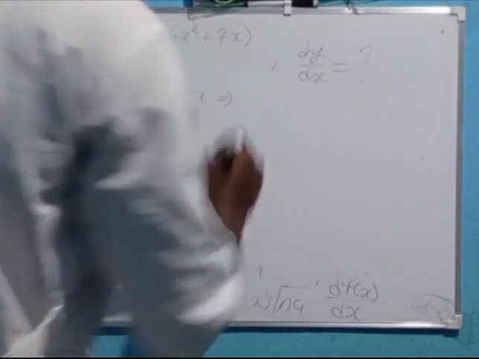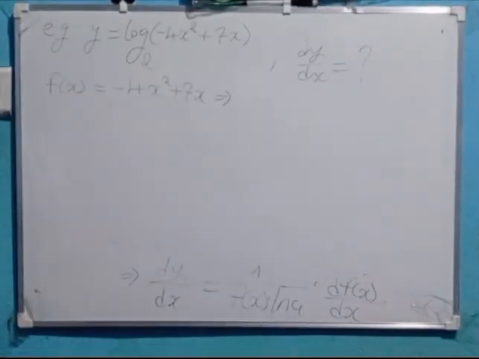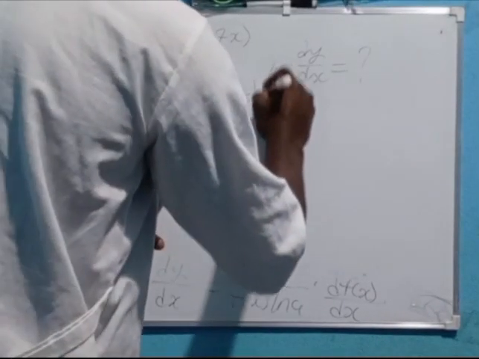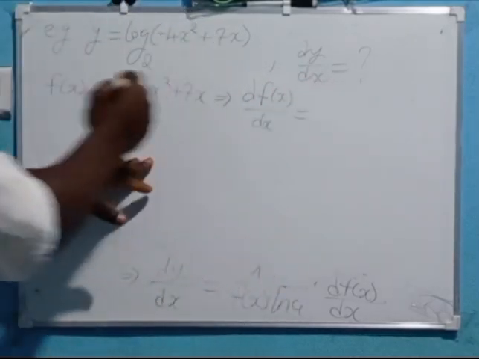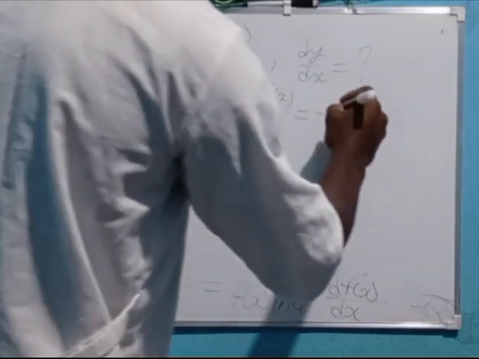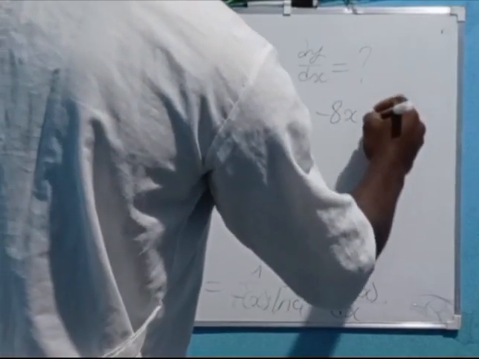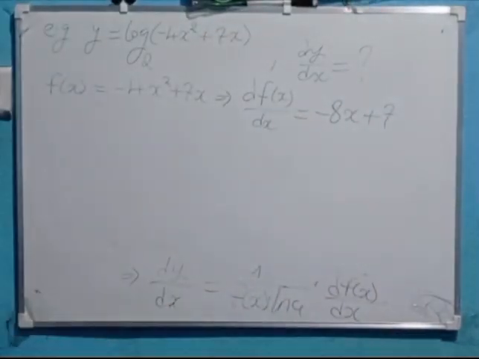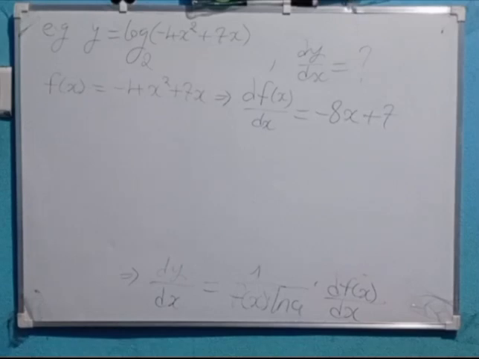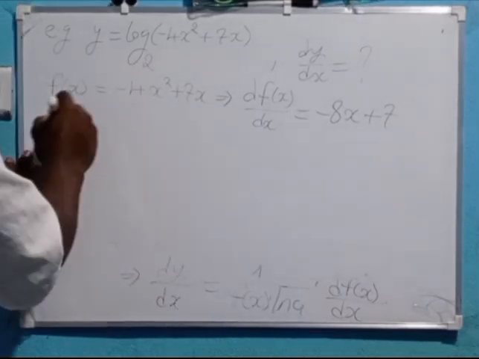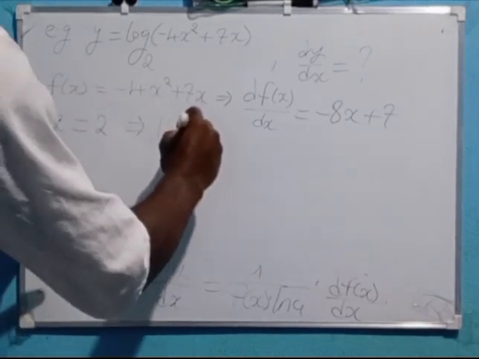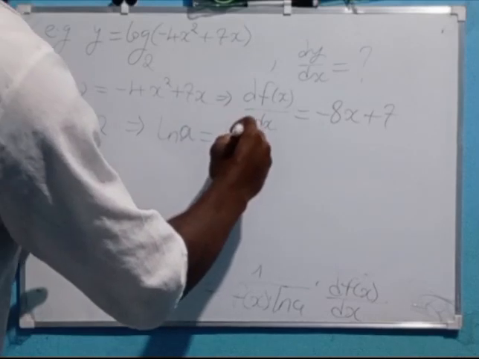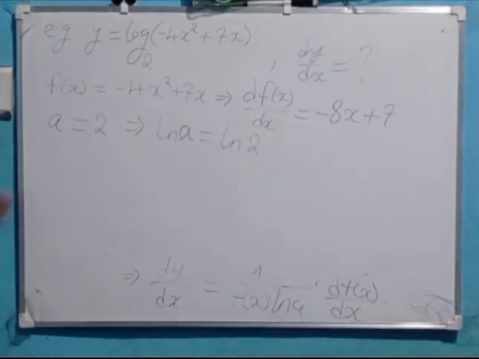Then we need df of x on dx. Differentiating this will give us -8x plus 7. Next, we need to identify a. A is the base, which is 2. A is equal to 2. Then the ln of a will simply be equal to the ln of 2.